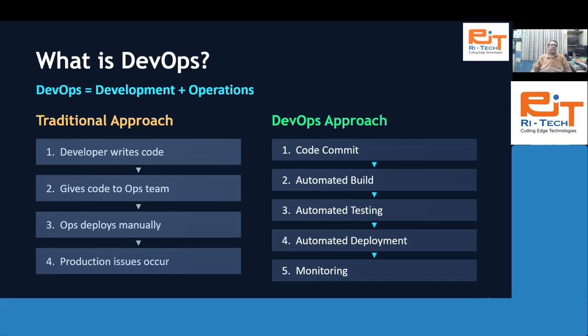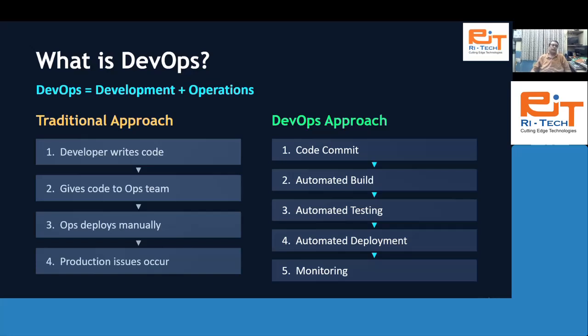Now what happens in a DevOps approach? We streamline this process, plus we automate it. DevOps streamlines this process so that building, testing, deployment, and monitoring become smoother, as well as automating this particular approach.